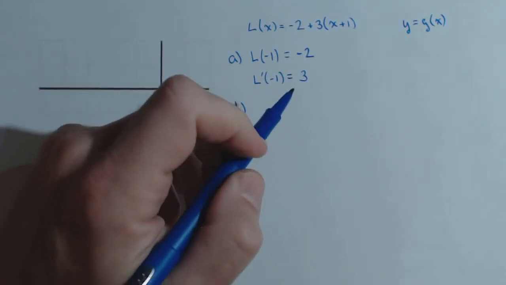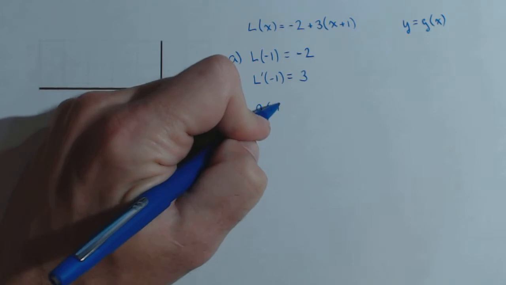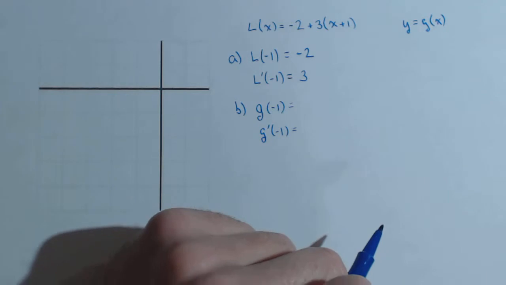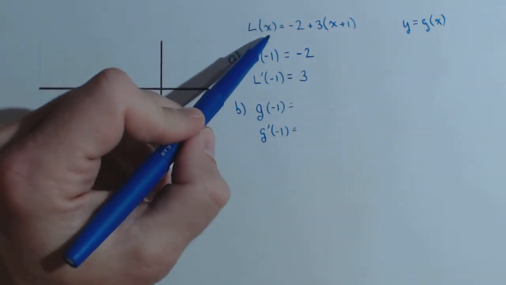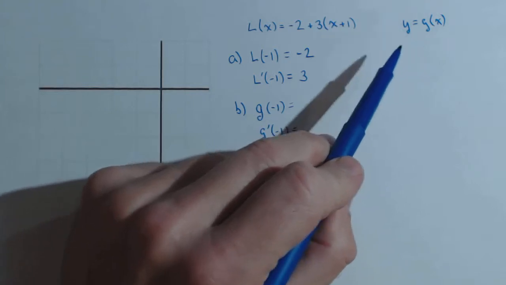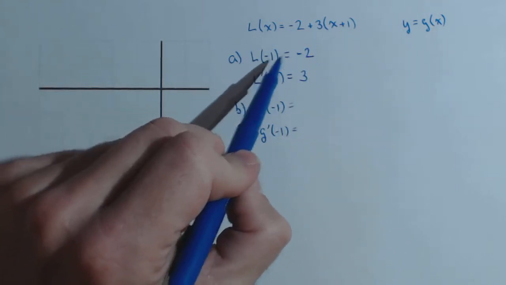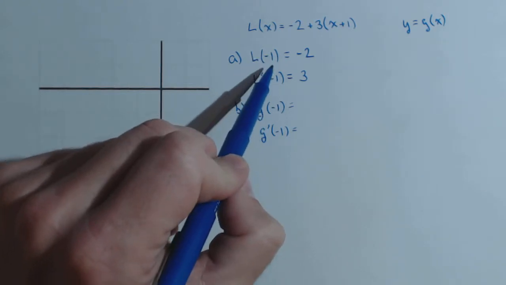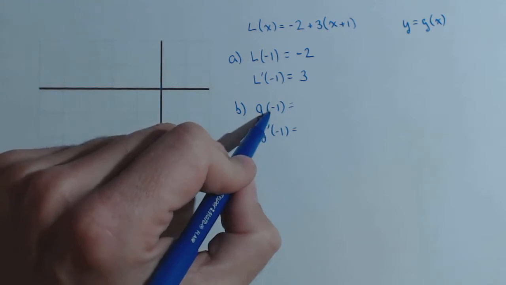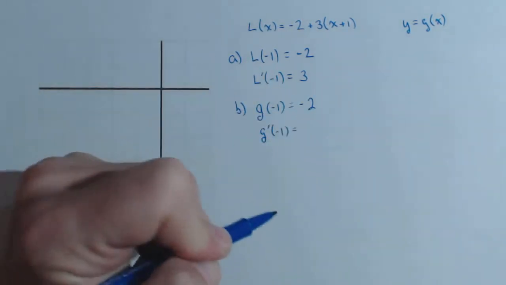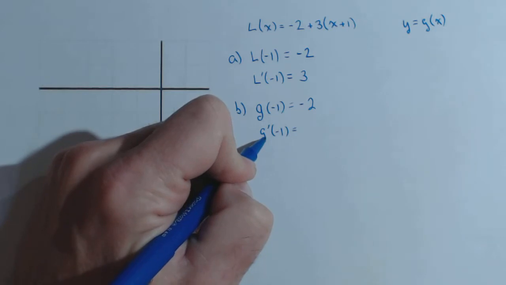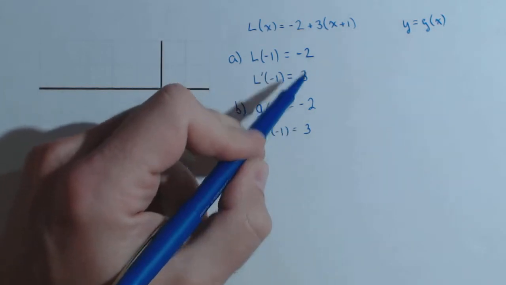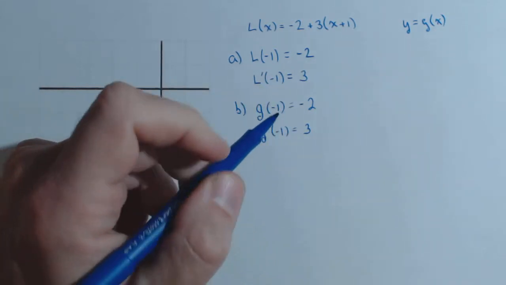Part B is very similar. It's asking us to find g of -1 and g prime of -1. Well, interestingly enough, we've already done the work for this, because the local linearization of a function, or the tangent line of a function, shares the same y value and slope at the point of tangency, which is -1. So at -1, g needs to have the same function value, so g of -1 has to be -2, and g has to have the same slope, so g prime of -1 is 3.